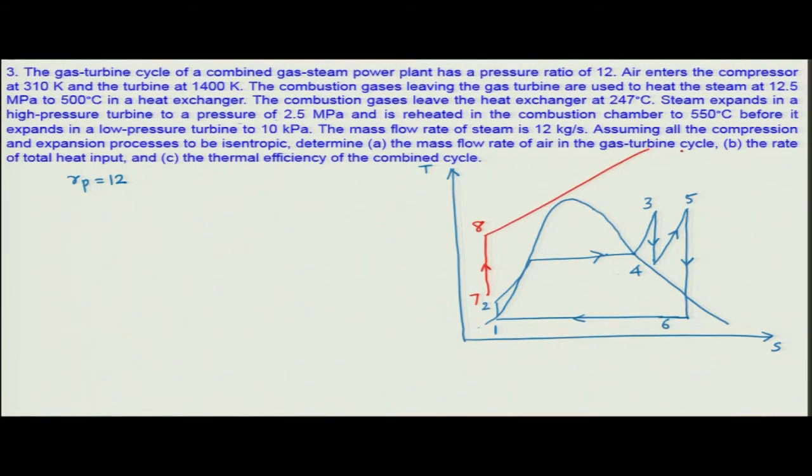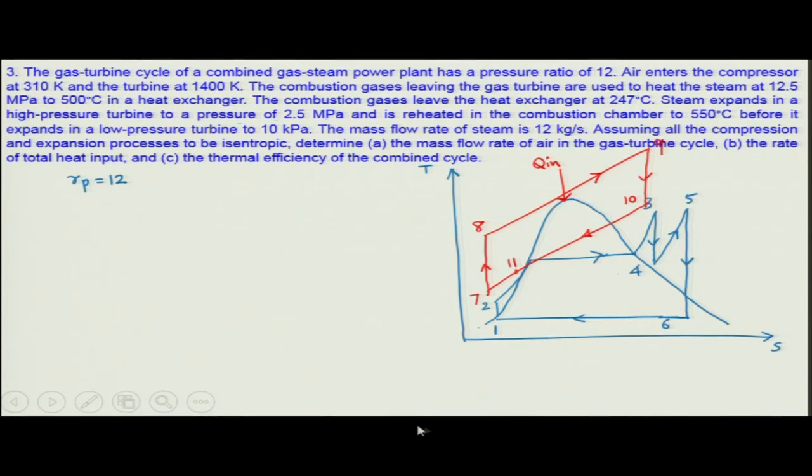8 to 9 is basically heat addition. Okay. And then you have 9 to 10, which is the expansion in the turbine. This is an isentropic process. And then you have this heat rejection at constant pressure, 10 to 7. But between 10 to 7 there is another process where you are rejecting heat and you are heating the water, from state 2 to state 3, from the exhaust heat from this point 10 to let us say 11.